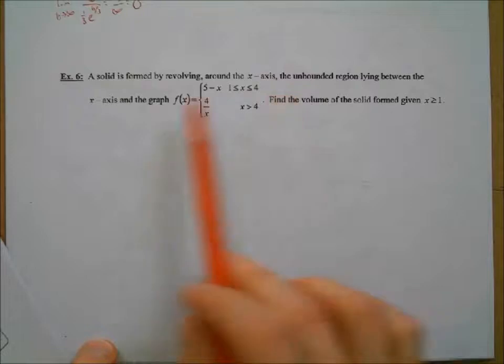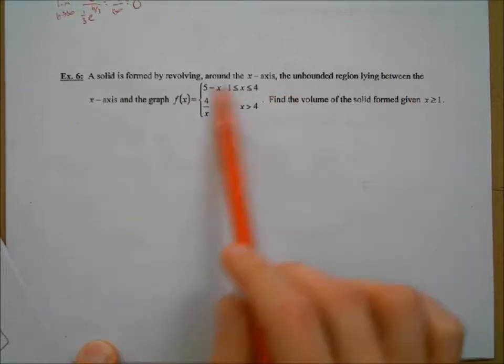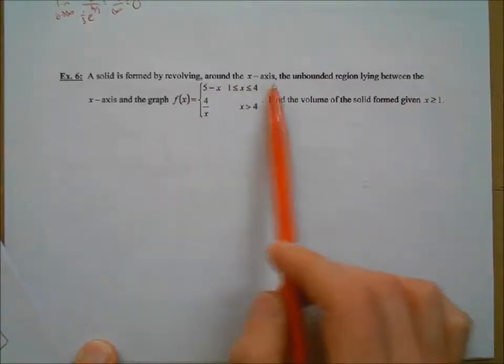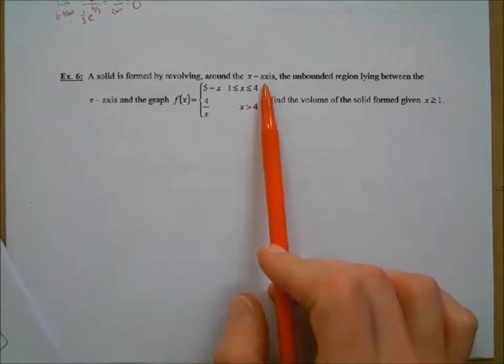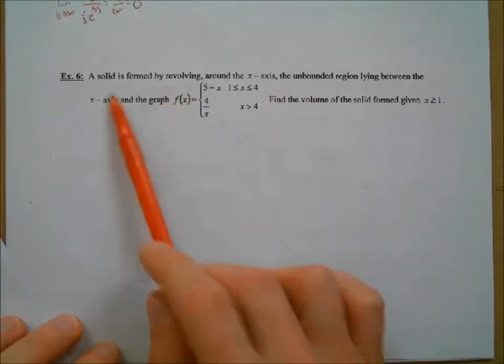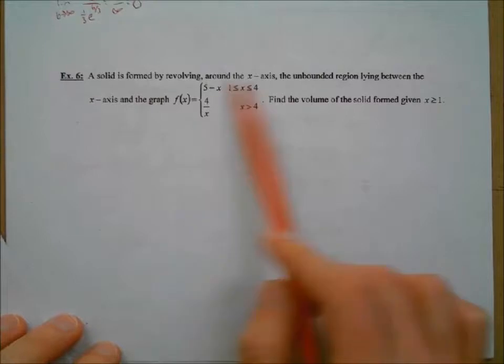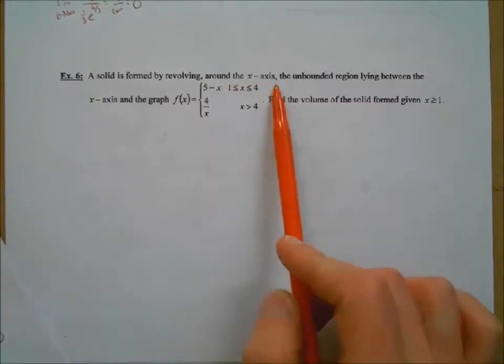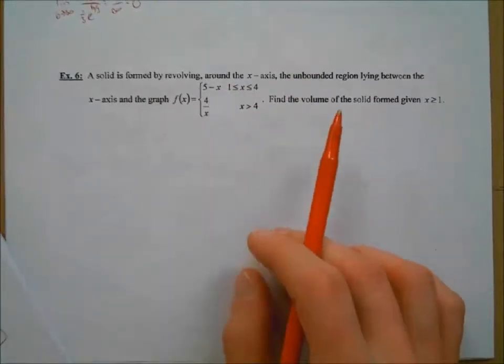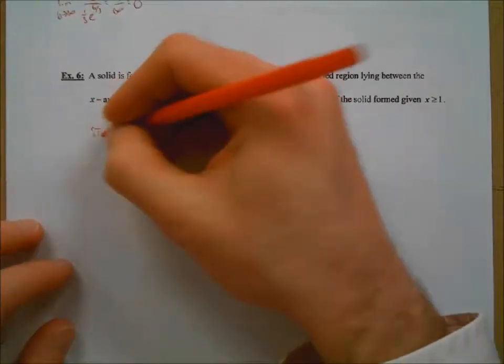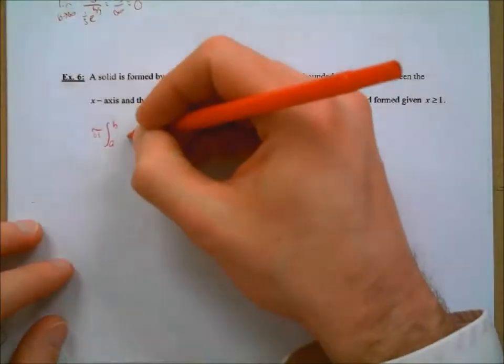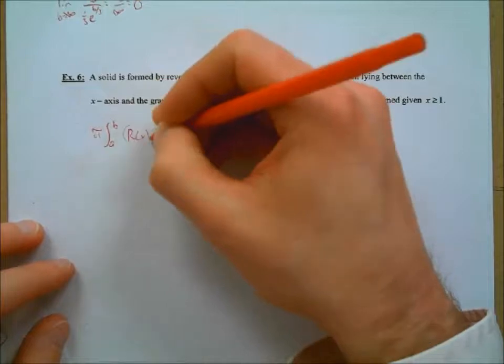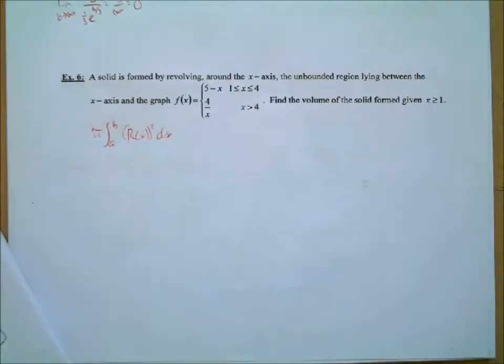Between the x-axis and the graph, and we're revolving around the x-axis. So actually, we only need to use a disk here. Really? Our boundary is the x-axis and the graph, and we're revolving about the x-axis, and so we don't need to worry about the washer method. We're just going to use disks here. So we've got pi integral from a to b of our radius squared dx, right? That's our setup.